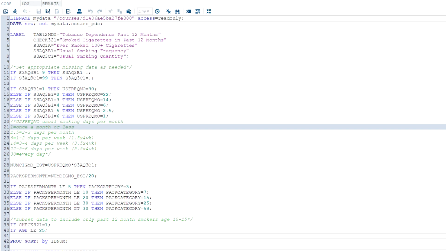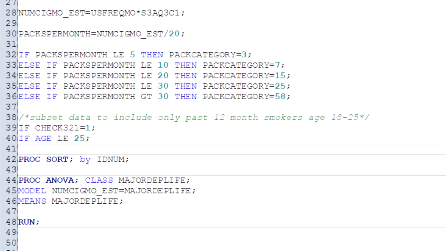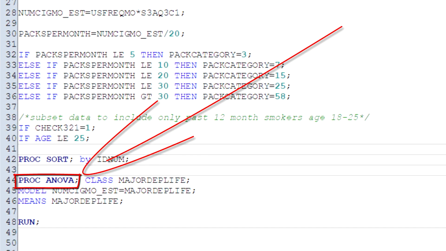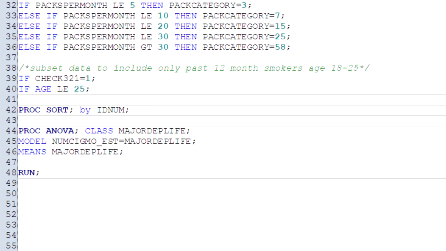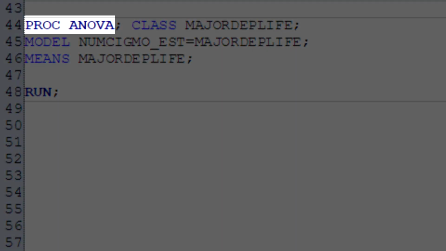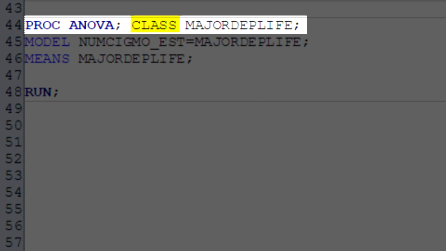As you know, all procedures that follow the data step, which is the code located between the data statement and the proc sort statement, are written to request specific output or results. So we'll need to add the syntax for analysis of variance after the proc sort statement. To conduct an analysis of variance, we're going to use the proc ANOVA procedure. We start with proc ANOVA, semicolon, and we follow this with the class statement.